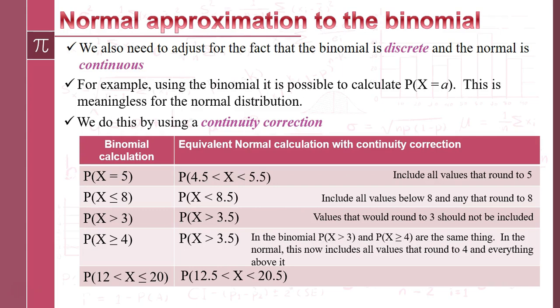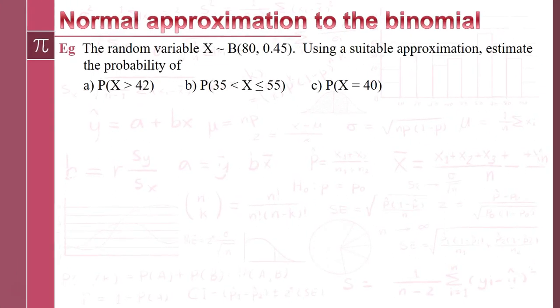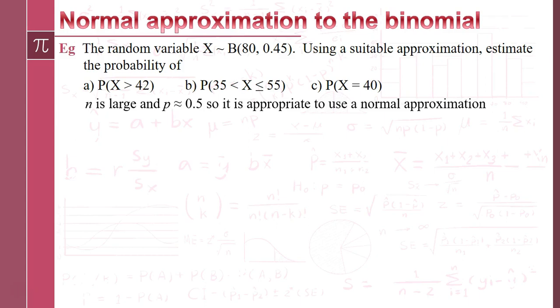Let's have a look now at how we can do a calculation about everything we've been talking about. So what we've got is a random variable X distributed binomially. It's got 80 trials, n is 80, and the probability of success is 0.45. So we're going to use a suitable approximation. The first thing I'm going to do is say it's appropriate to use the normal as an approximation because n is large and p is close to 0.5.